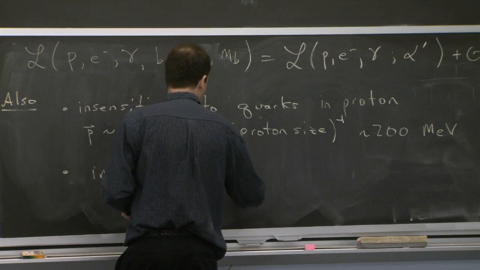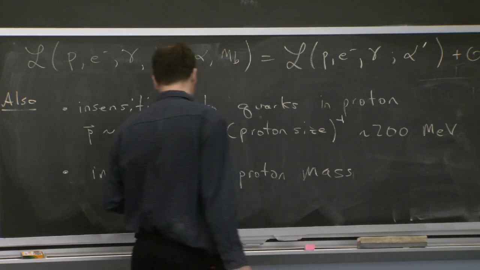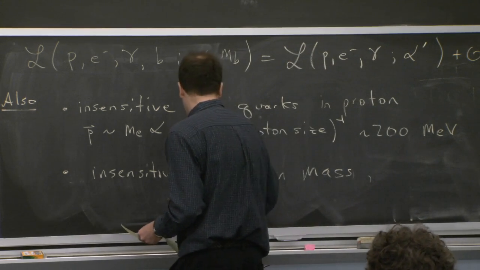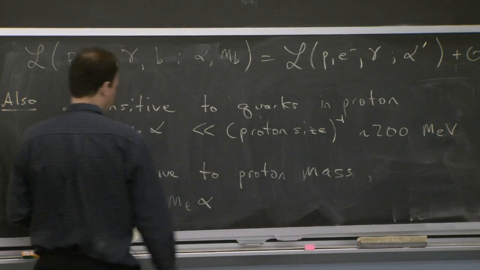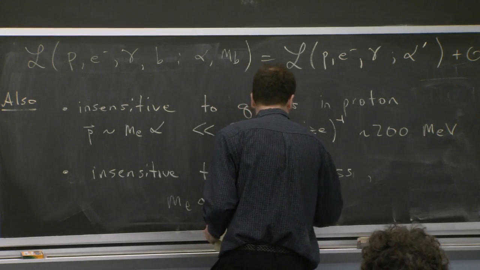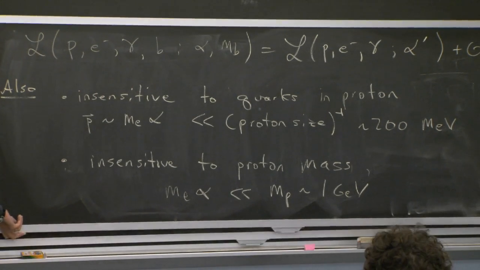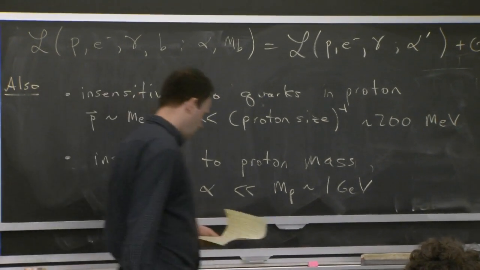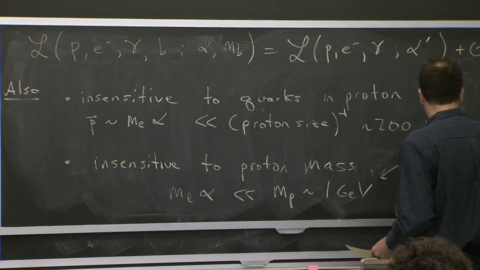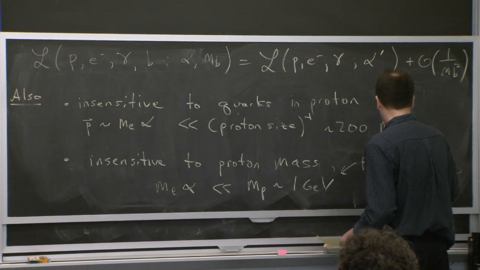It's also insensitive to the proton mass itself. So the proton we keep as an object, but the momentum transfer, m_e alpha, is much less than the mass of the proton, which is of order a GeV. And so we expand in our treatment of the proton as well. Basically what this means is that the proton acts like a static charge.